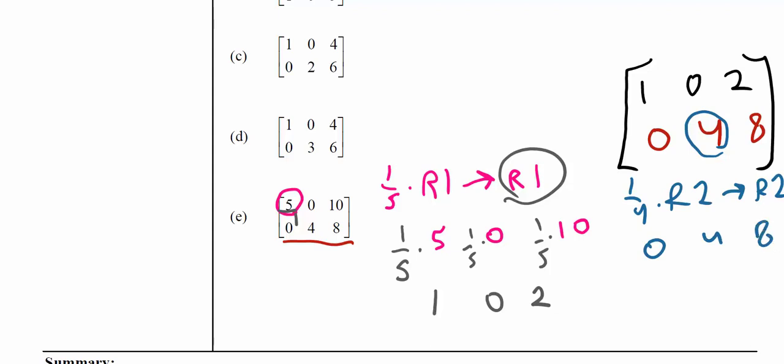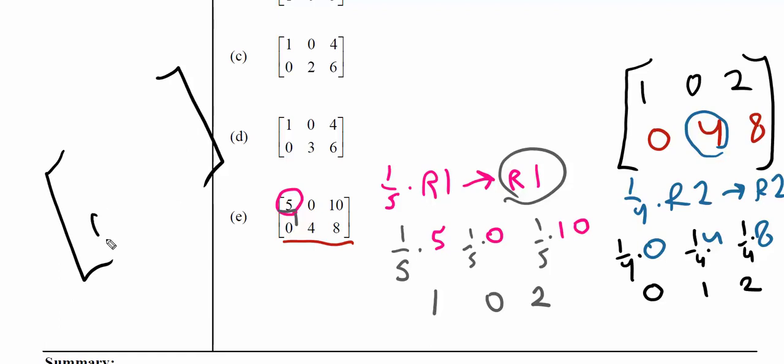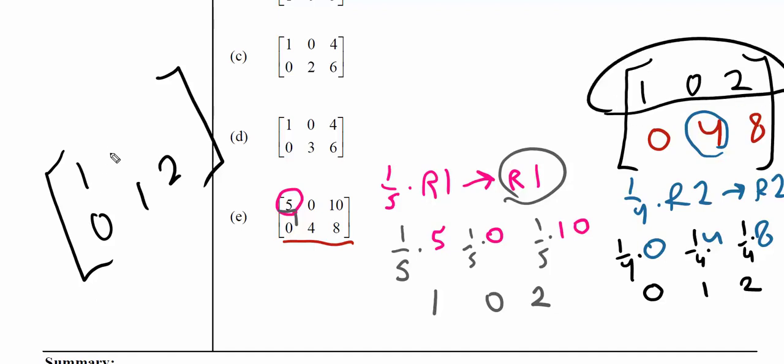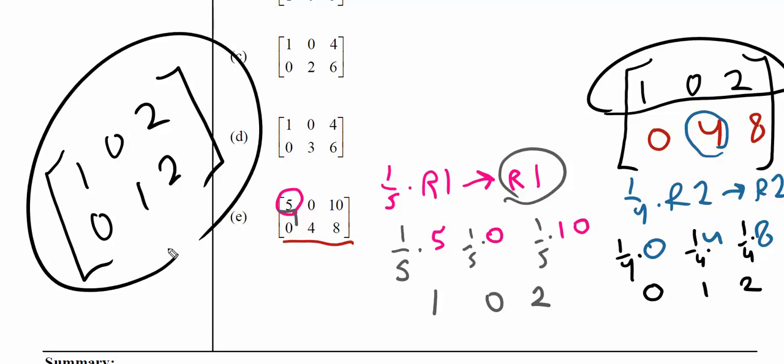Row 2 is 0, 4, 8. If I do 1/4 of everybody in row 2, I get 0, 1, and 2. That's my new row 2. So for this one, I'm going to write it over here. I get 0, 1, 2 is my new row 2. Row 1, of course, was what we had up here, 1, 0, 2. That is now in reduced row echelon form. So it is possible definitely to do multiple steps, to follow multiple rules to get to the result that we need.